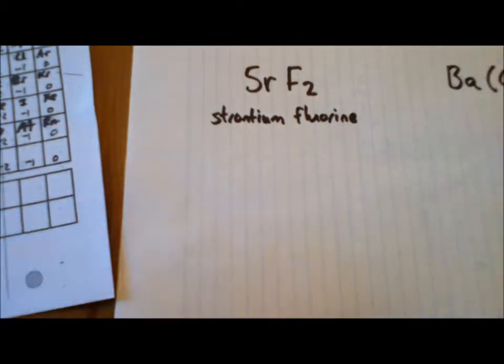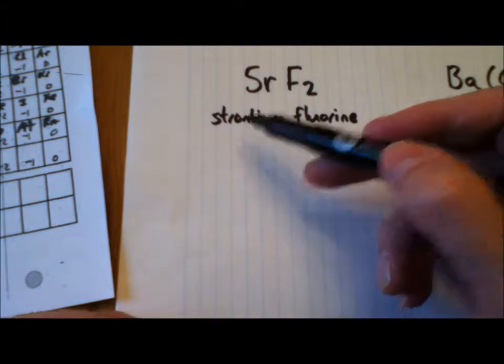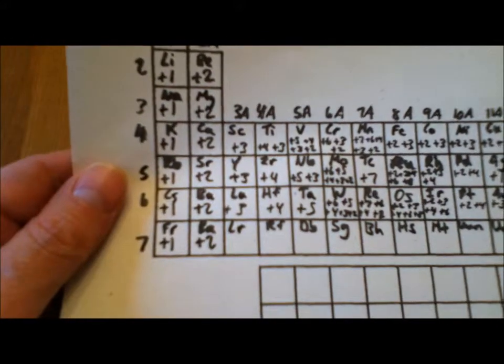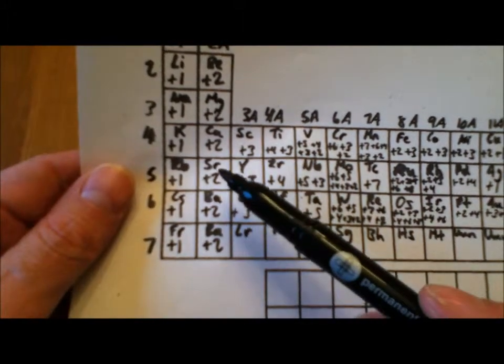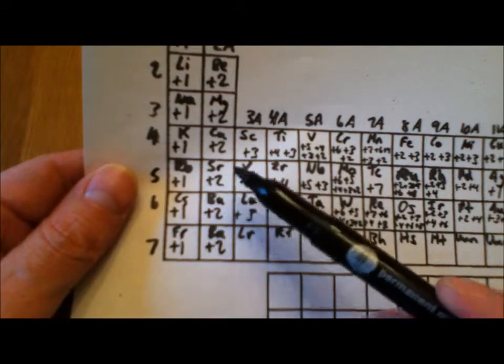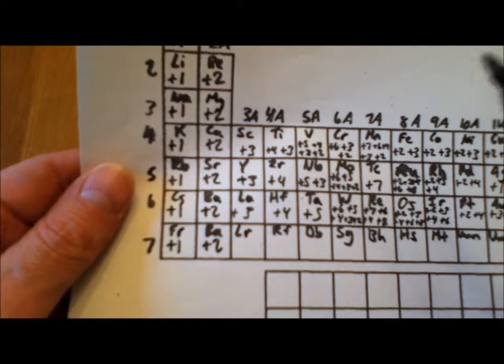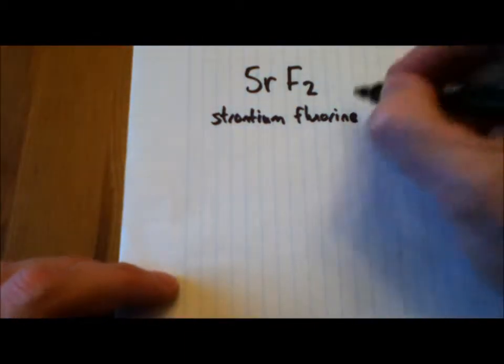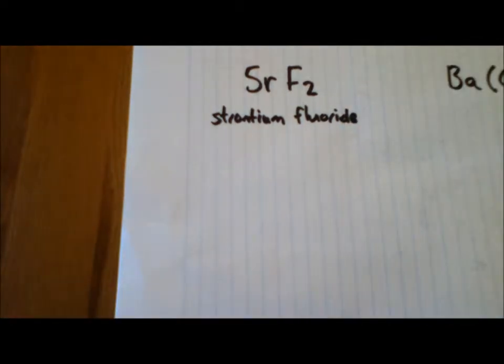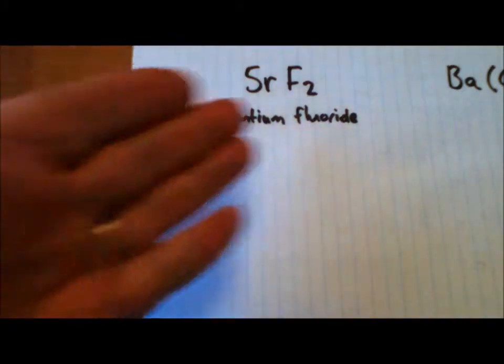Once you do that, you're supposed to check to see if the metal gets multiple charges. So let's find strontium on this periodic table, and we notice that strontium gets a charge of +2, so it only gets one charge, +2. So we're done. Strontium only gets one charge, so it's strontium fluoride.